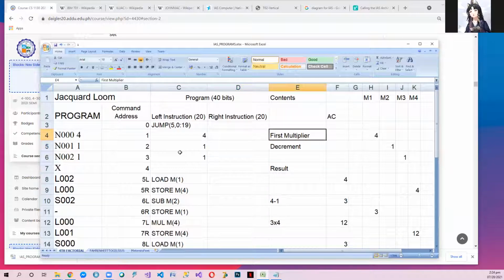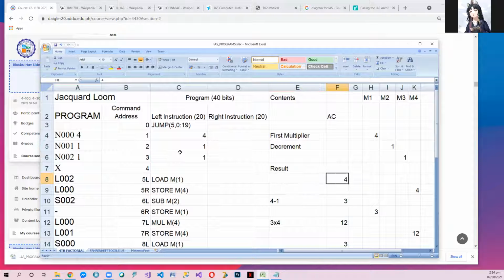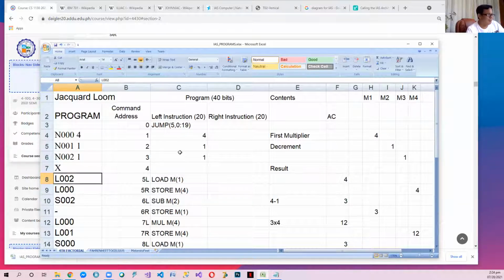So the first multiplier, being 4, is M1. The decrement, being 1, is M2. The next partial product is M3. We say load M1. What do we mean by this? The accumulator becomes 4. This is the accumulator. When we say LCM 2, we mean ingress 1 becomes 4. They are almost the same, except here we're saying load M1. So the accumulator becomes 4.